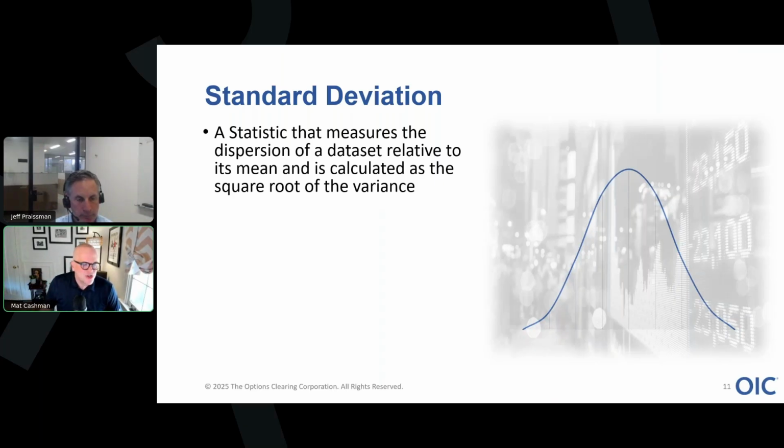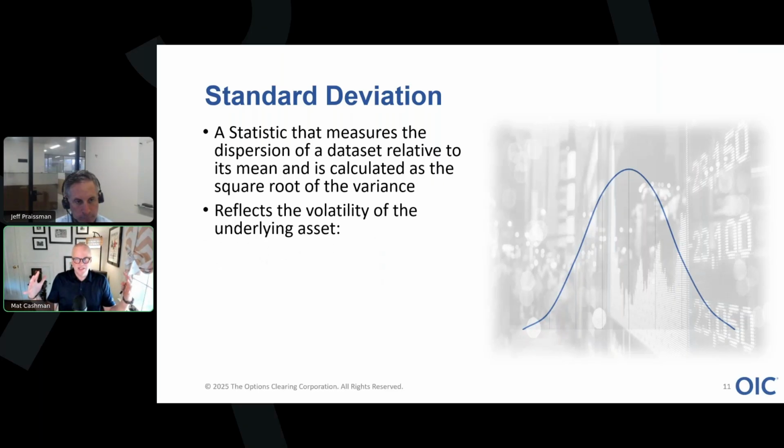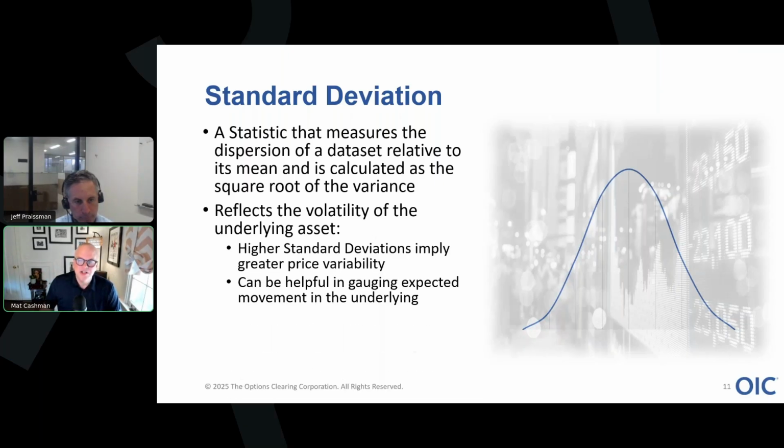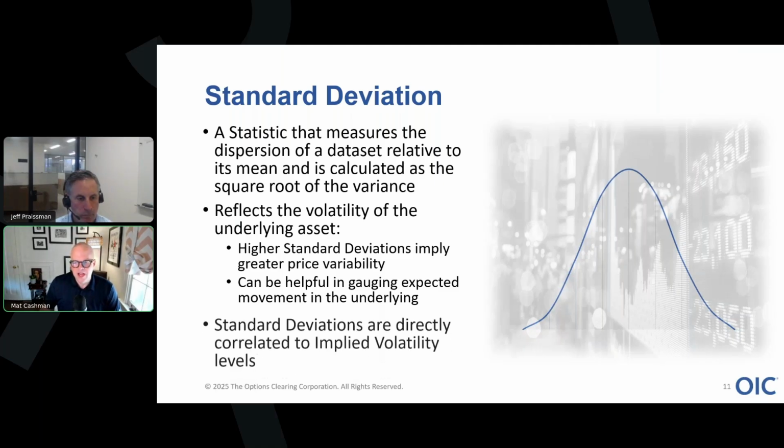Standard devs are a statistic that measures the dispersion of the data set relative to its mean, and it's calculated as the square root of the variance. It's the average of the square roots of the variance. It's reflective of the volatility of the underlying asset. So higher standard devs imply greater price variability, and it can really be helpful in gauging how you think about expected movement in the underlying.